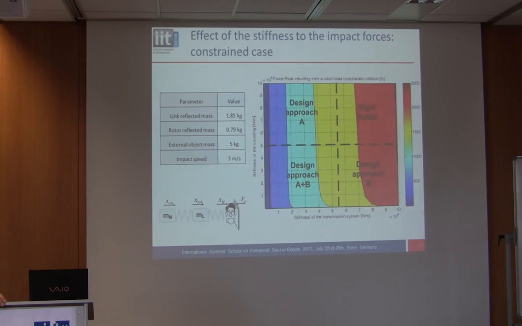The same data you can see here for the case of a constrained collision, where the robot collides with the wall. And then again, you can see that the design where the transmission is elastic and not the cover introduces most of the effect and the advantage in reducing the impact forces. Similar to above, you can see some effect of the cover on the reduction of forces here, but basically introducing the elasticity in the transmission is more than enough, and you get most of the advantage in the reduction of the impact forces.